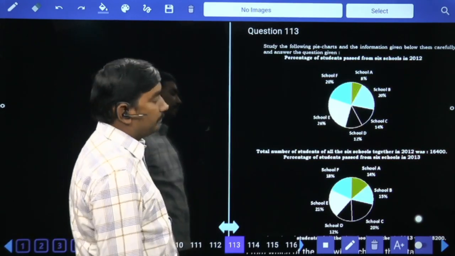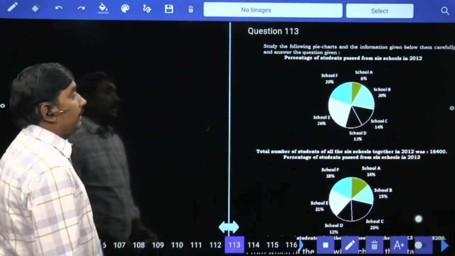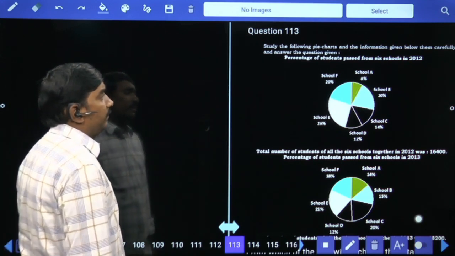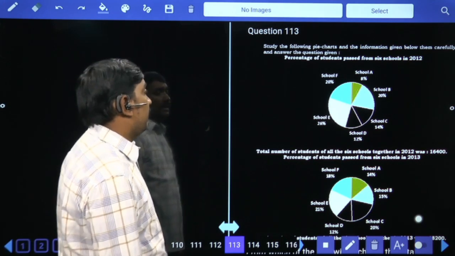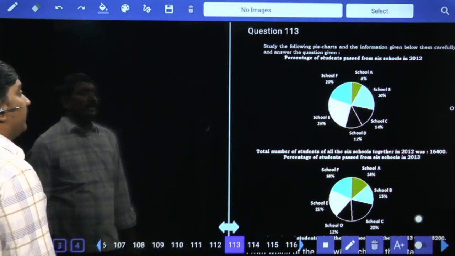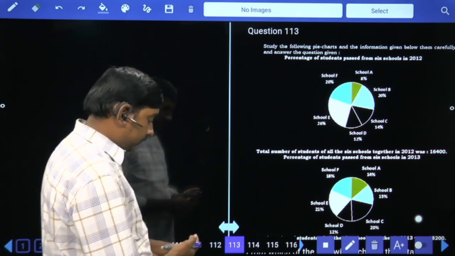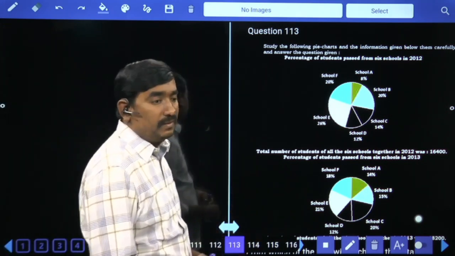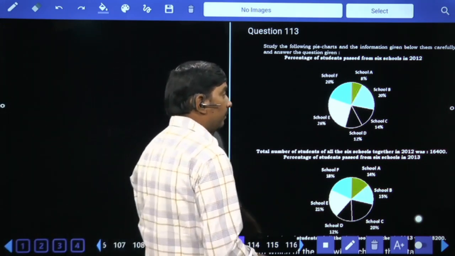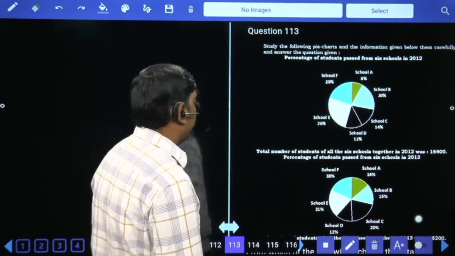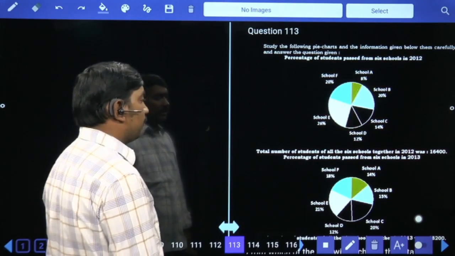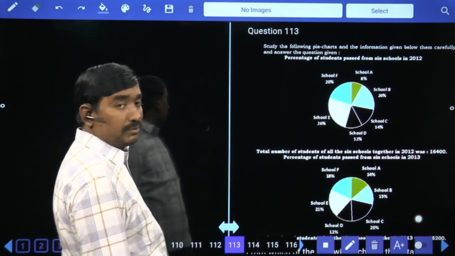Next. Study the following pie chart and answer the questions given below carefully. It shows the percentage of students passed from 6 schools in 2012: schools A, B, C, D, E, F. The total number of students from all 6 schools together in 2012 was 16,400.